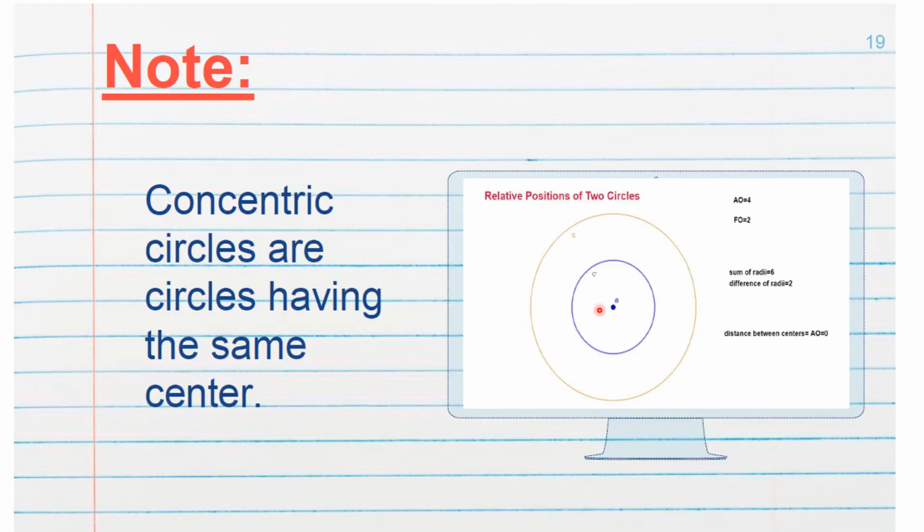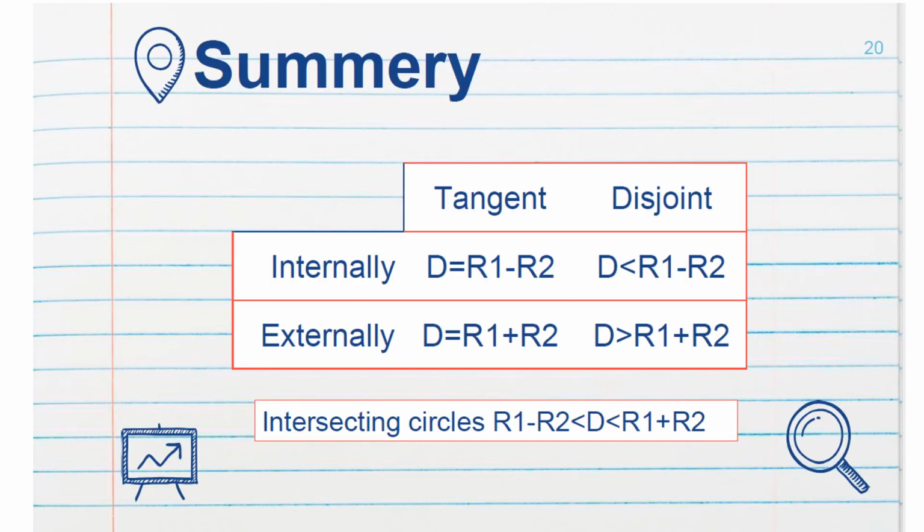Note that if two circles have the same center, we call them concentric circles. They are having the same center.